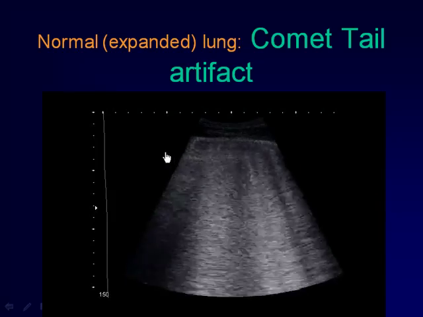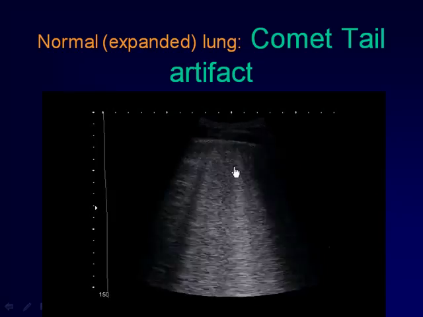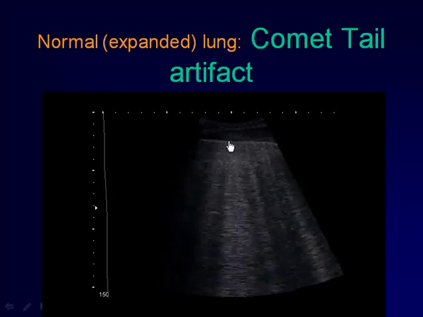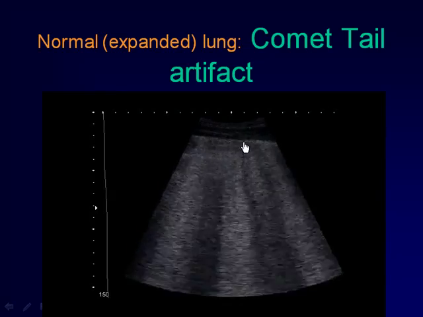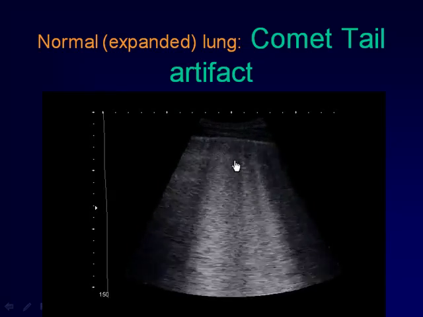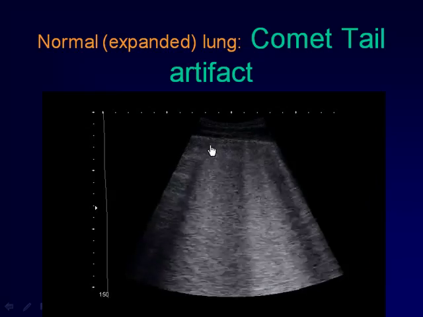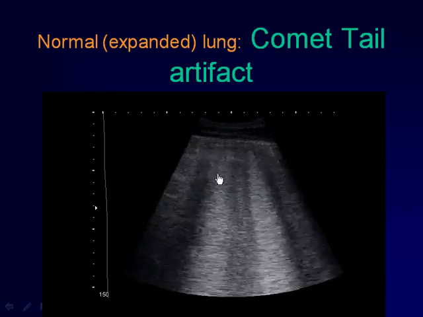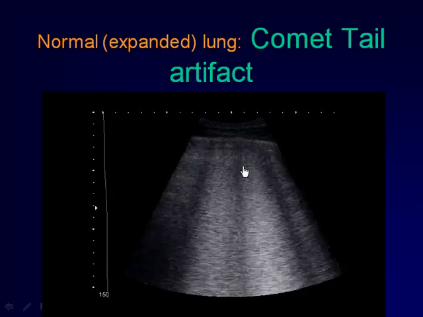Here's a clip showing comet tails. And again, even though we can't see the ribs here, we can identify this as the pleural line. We can see the pleural sliding. And the comet tails really just emphasize, in a sense, the sliding, because it makes it even more obvious by this reverberation that's coming down from the pleural line.